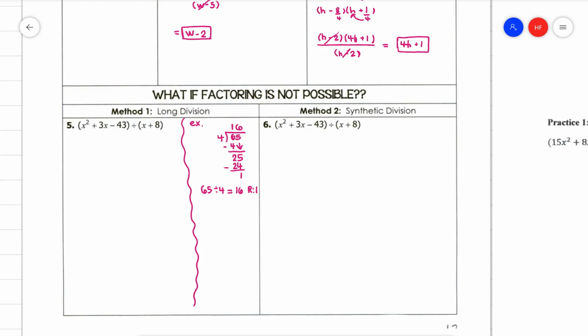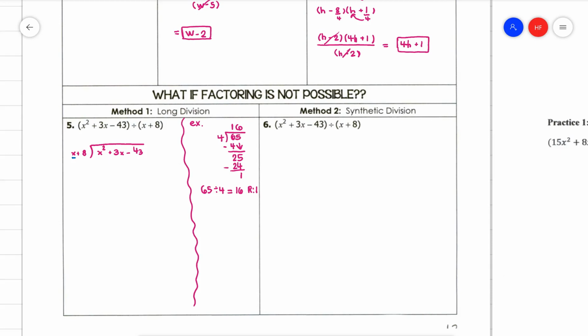So when we do long division of polynomials, we're going to do a very similar process. We're going to take x plus 8, the part that we were dividing by, put it on the outside. And x squared plus 3x minus 43 will go underneath. So when we were looking at our example, we started with 4, said how many times can that go into 6? We'll do the same thing, but we're going to focus on the x when we're looking at how many times can it go into something.